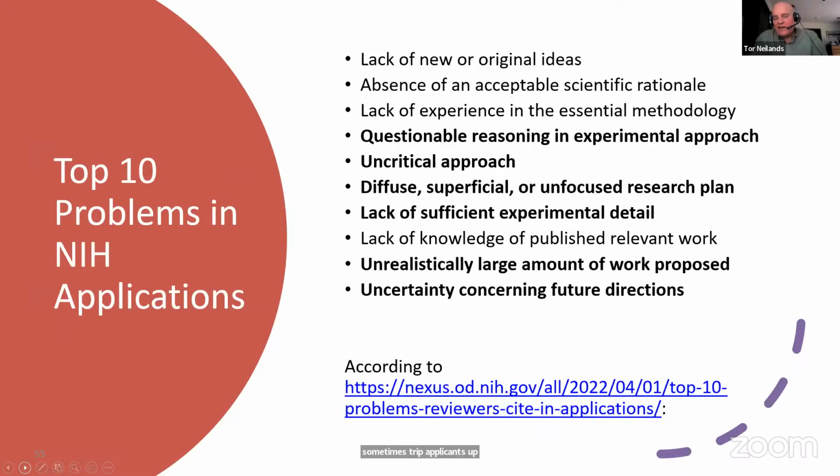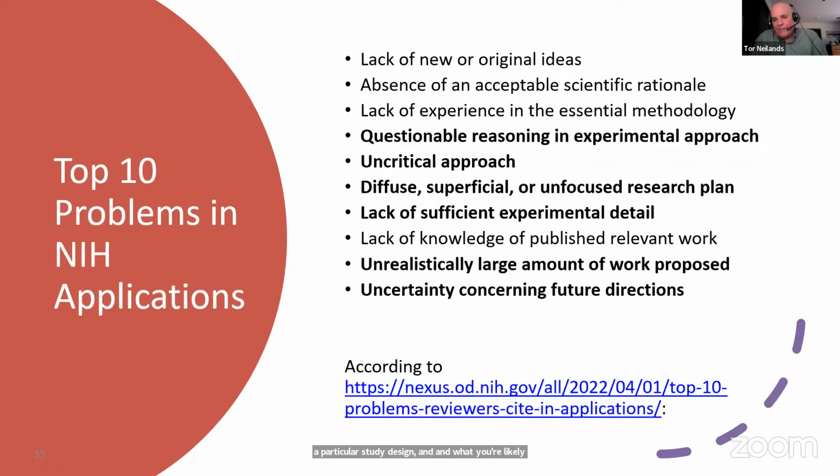Questionable reasoning in the experimental approach. As was stated earlier, you definitely don't want to give reviewers the sense that maybe you're trying to, as was phrased earlier, kind of throw things against the wall. You want to have a real logic to why you chose a particular study design and what you're likely to learn from it.